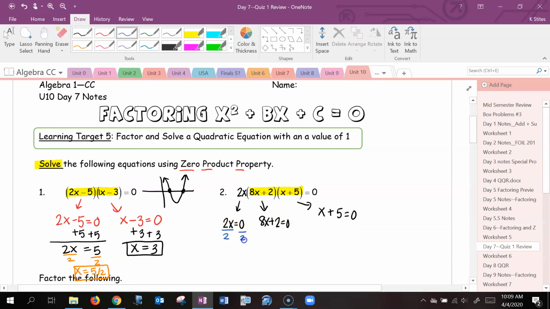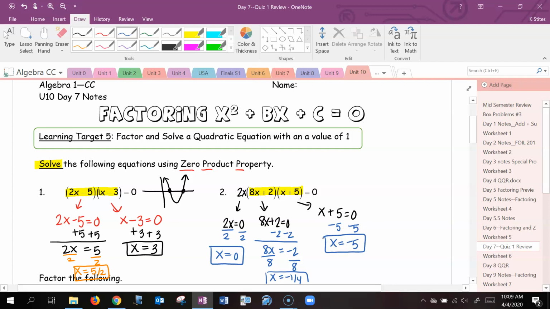Divide by 2. 0 divided by 2 is 0. Subtract my 2. It's a minus 2. Divide by 8. Okay, and be careful. Negative 2 over 8 is not 4, it's negative 1/4. All right, and then x plus 5. I'm just going to minus my 5, and I'll get x equals negative 5. All right, so that is solving.